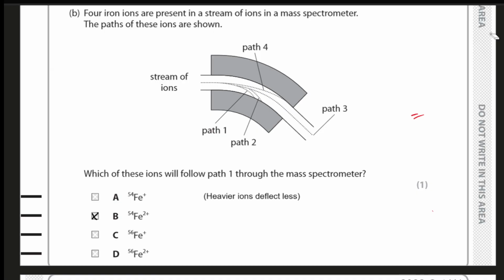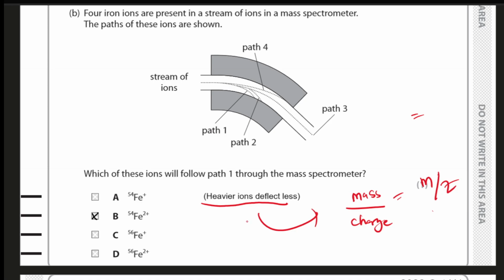Four ions are present in a stream of ions in a mass spectrometer. The paths of these ions are shown. So here we go. You've got path 1, path 2, path 3, path 4. Now the question is, which of these ions will follow path 1 through the mass spectrometer? Now, according to our previous knowledge, heavier ions will deflect less. Well, this is related to this equation, mass by charge, more popularly known as the mass to charge ratio.